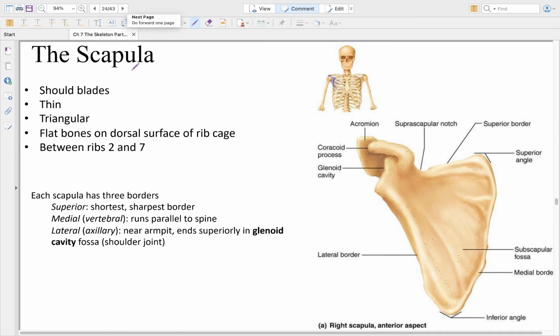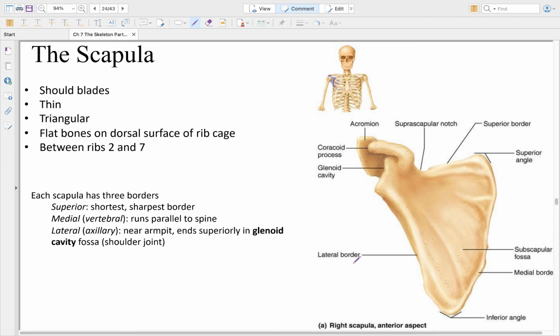Okay, the scapula is the shoulder blades. There's 2, of course. They're thin, triangular, flat. And of course, they're going to be on the dorsal side of the rib cage between ribs 2 and 7. Okay, each scapula has 3 borders. The superior, medial, and lateral.